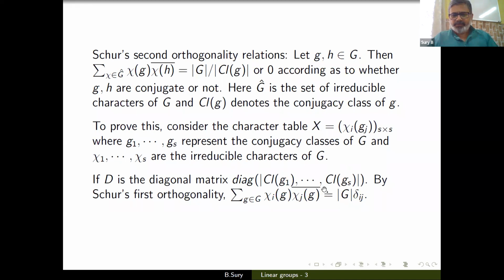Okay? They are cardinalities. So by Schur's first orthogonality, we know that the sum of chi i, chi j bar is going to be either mod G or 0. Because if they are equivalent, then it is mod G. If it is not equivalent, it is 0. When i is equal to j, it is mod G. When i is not equal to j, it is 0 because they are inequivalent. As I said, chi1, chi2, ..., chis are pairwise inequivalent representations, because we are assuming that irreducible representations up to equivalence are exactly parameterized by the conjugacy classes.